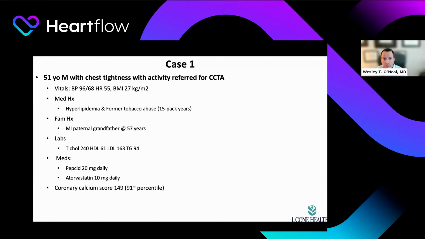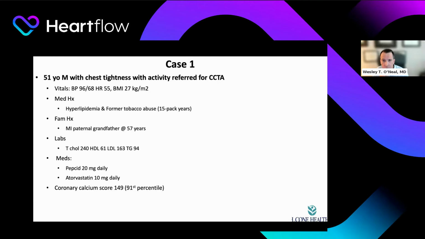This was a 51-year-old male seen by me in the office with symptoms of chest tightness with activity. I did refer him for coronary CTA. His vital signs are shown here, which are normal. His BMI was 27. His medical history was significant for hyperlipidemia, and he was a former tobacco abuser. He smoked for about 15 pack years and had quit 5 years previously. He also had a strong family history: a paternal grandfather had an MI at 57.